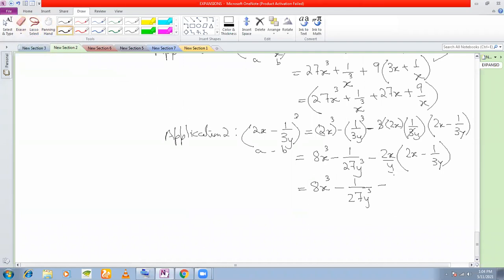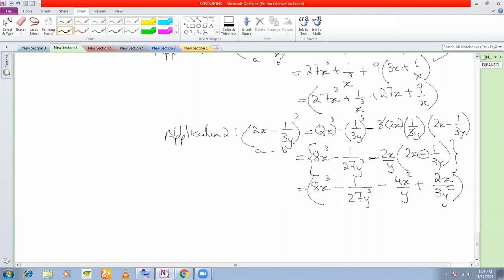Anybody who disagrees? Anybody who disagrees here? No, sir. And since I have a minus sign here, this minus sign will be converted to a plus sign because I'm opening the brackets. So 2x by y into 1 by 3y will give you 2x by 3y square. Okay, so this is your answer, or you can leave your answer here also, depending on what kind of sum you are doing.